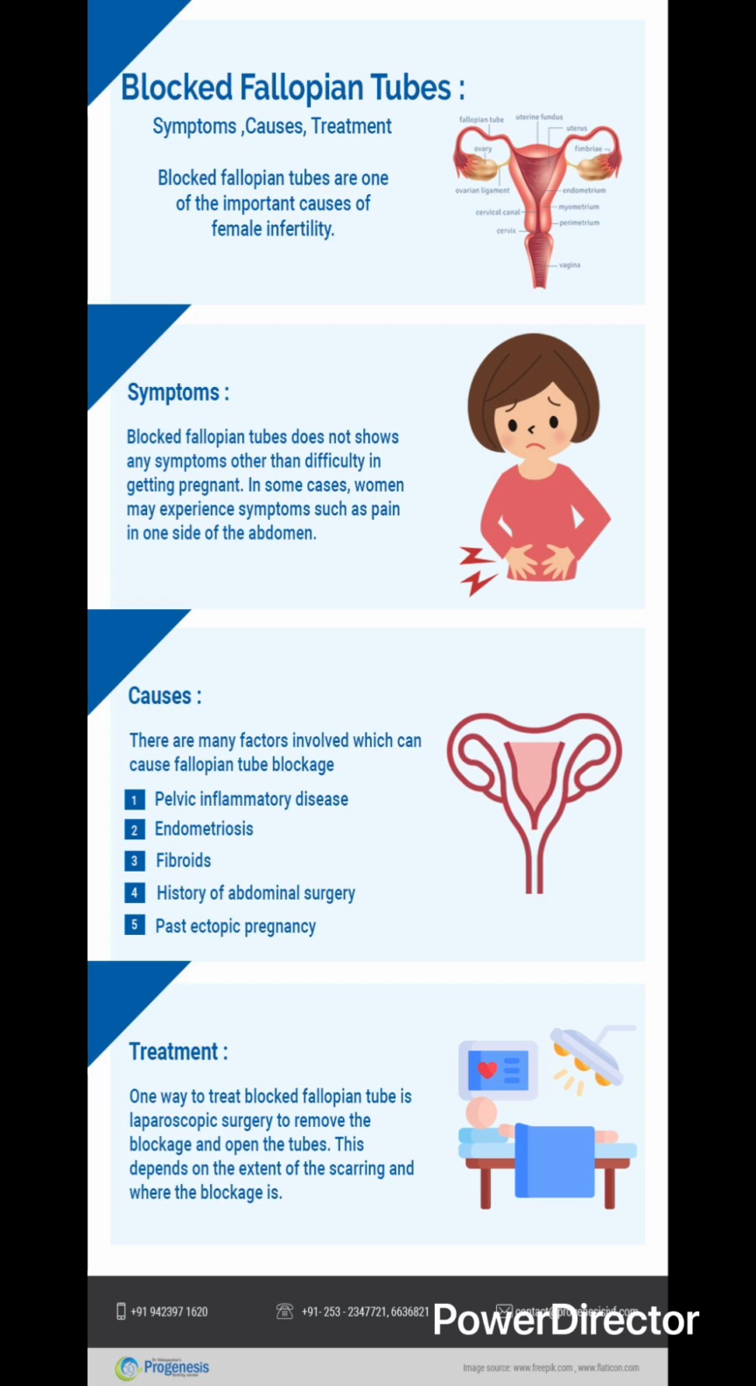So, what are the key dysfunctions of fallopian tubes linked to infertility? First one is tubal blockade or obstruction. Second one, salpingitis and pelvic inflammatory disease. Third one, hydrosalpinx. Fourth one, tubal adhesions and scarring. Fifth one, endometriosis related tubal dysfunction. Sixth one, fallopian tube structural abnormalities. Seventh one, past ectopic pregnancy or tubal surgery.